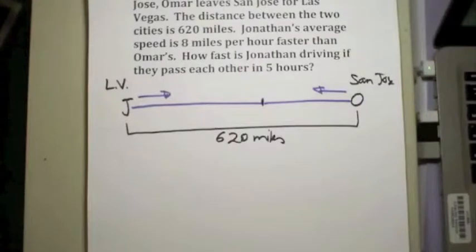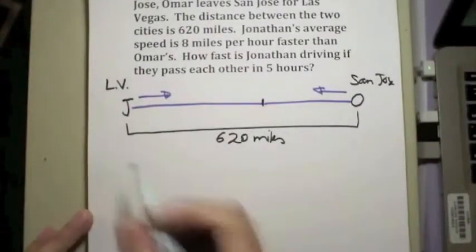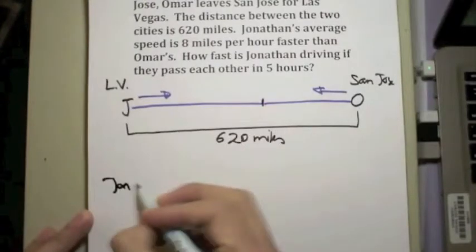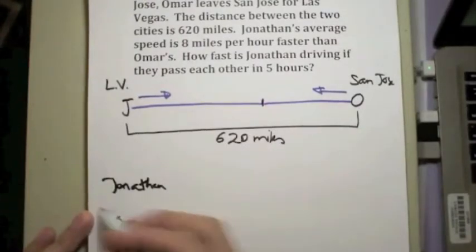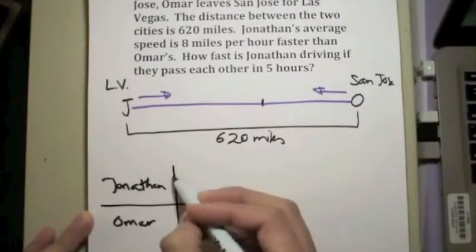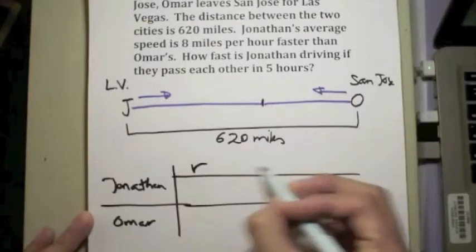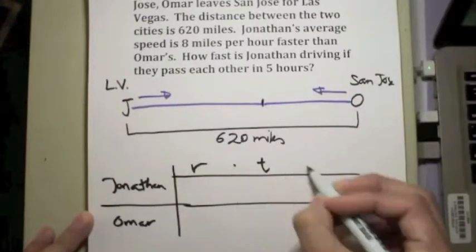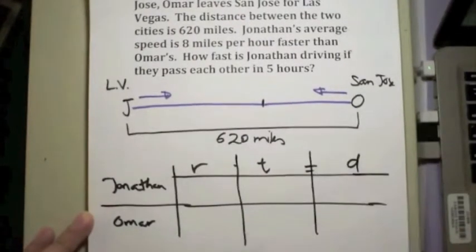So what you want to do is set up the table just like before, one row for Jonathan and the other for Omar. Okay, and try to fill in what's already given. So we have the rate, we have the time. Rate times time equals the distance. Okay, RT equals D. So I'm going to create 3 columns for you to see here.